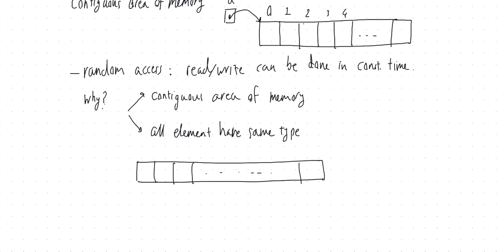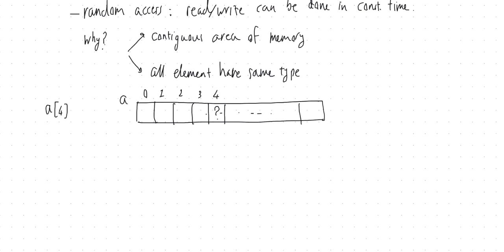And you want to access, let's say, 0, 1, 2, 3. The element at index 4. You want to know what that is, right? So you want to know what is A at index 4. So A is the name of the array. Let's say A is an array of integers. So A is an array of int.